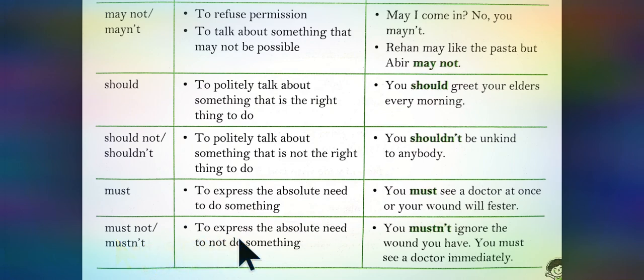Now, next word is must not. What does it express? It expresses the absolute need to not do something. For example, you must not ignore a wound you have. So it is expressing the absolute need not to do something.